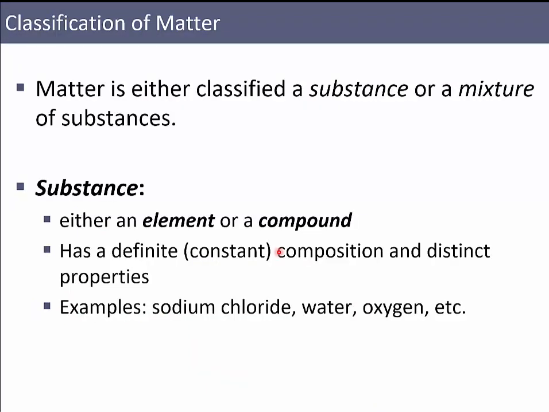So matter is either classified as a substance or a mixture of substances. A substance can either be an element, a pure element, or a compound, which is going to have a definite or constant composition and distinct properties. So sodium chloride is an example of a substance that is a compound. It is made up of sodium and chlorine. Water is a compound. Oxygen is an element. So the oxygen in our air is an element. It's made up of 2 oxygen atoms stuck together.